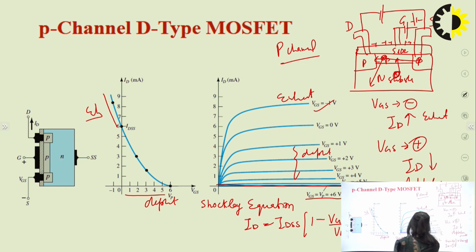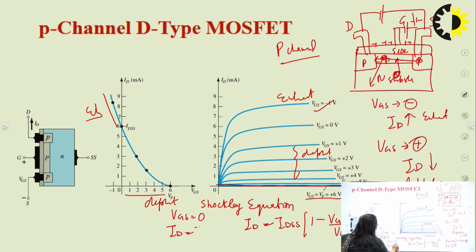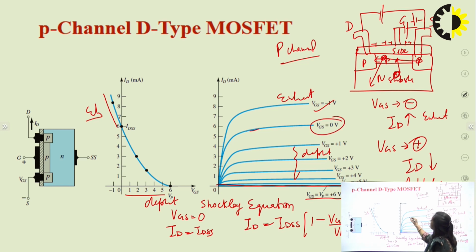And if VGS is equal to 0, when we put VGS is equal to 0 in this equation, in that case ID would be equal to IDSS. So here we can see this VGS is 0, so this ID would be equal to IDSS. IDSS means drain to source current with gate and source short circuited.